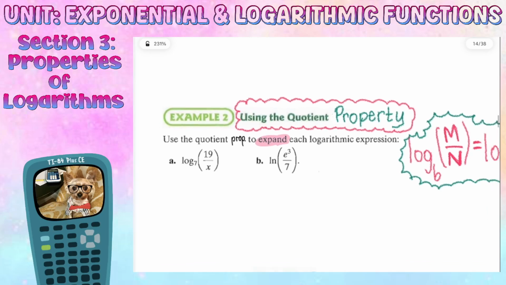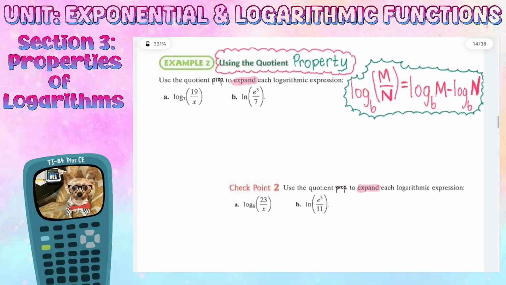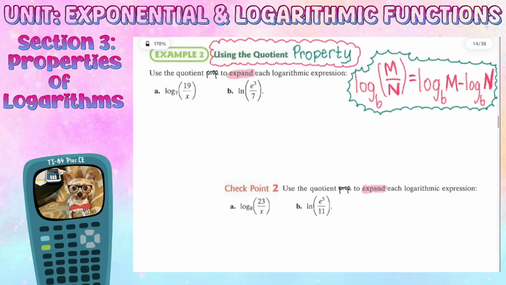Let's go and do some examples. So we're going to be example 2, using the quotient property. Use the quotient property. Again, I changed it to property from rule. I explained why in the most recent video, to expand each logarithmic expression. So let's get into this one over here.